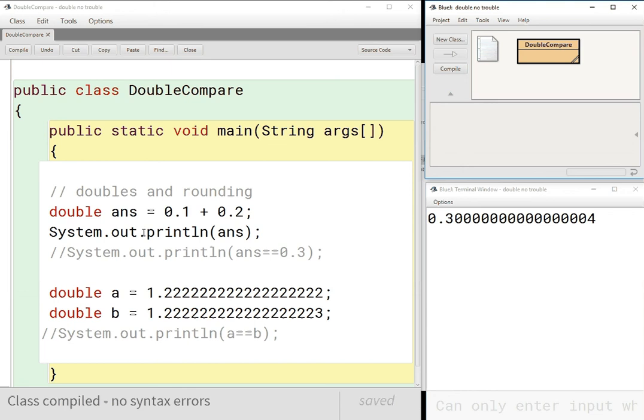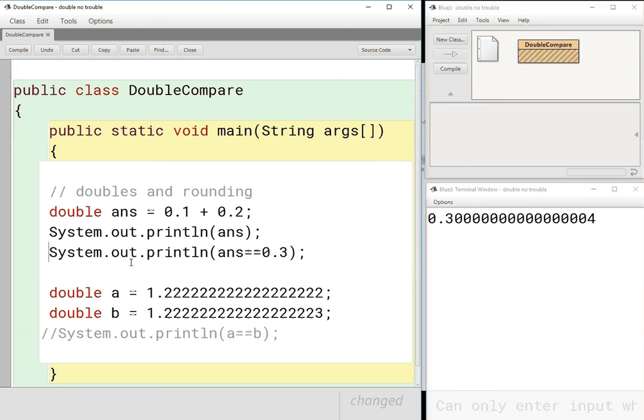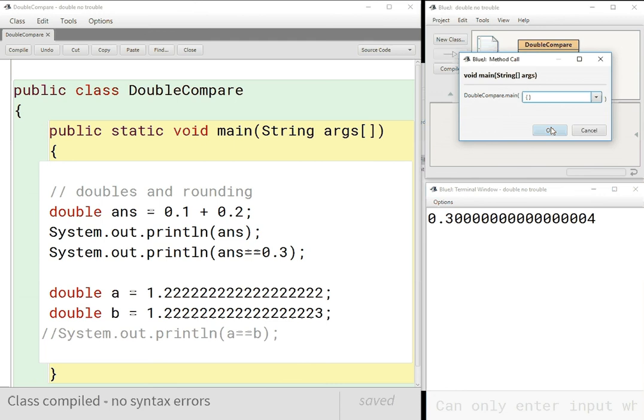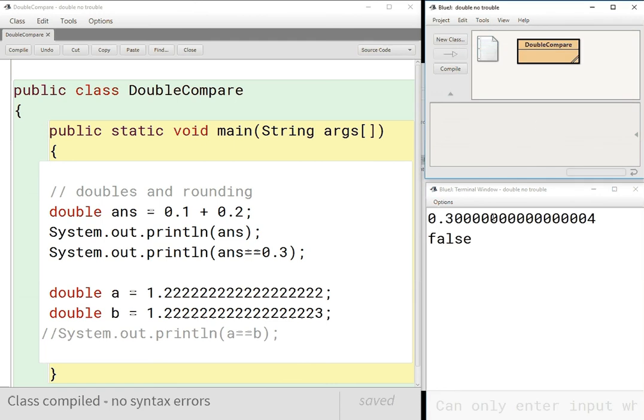And actually, if I compare in this next line, I check to see if answer is equivalent to 0.3. So answer equals 0.3 should, you would expect under normal circumstances, return true. But again, if I compile and run this, you will see that in fact it does not think that the answer is equal to 0.3. So again, you have to be very careful when you're comparing doubles.